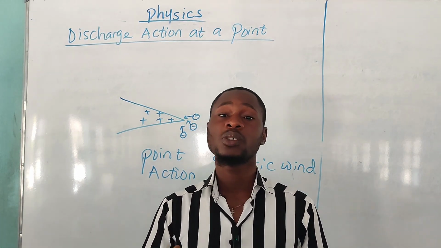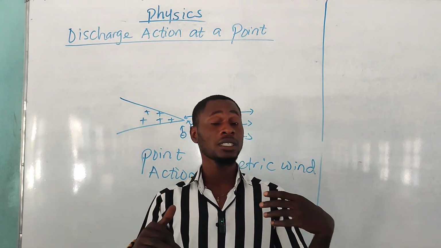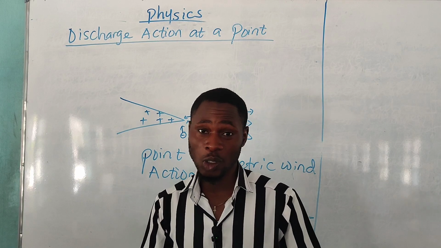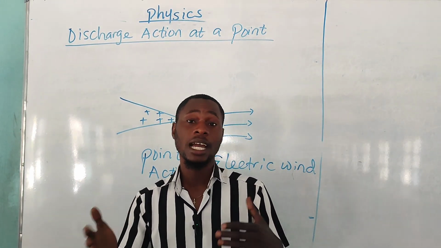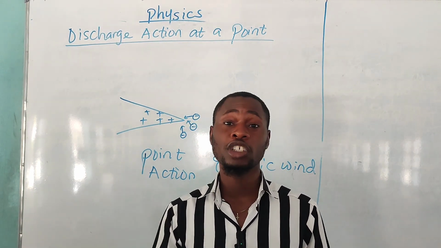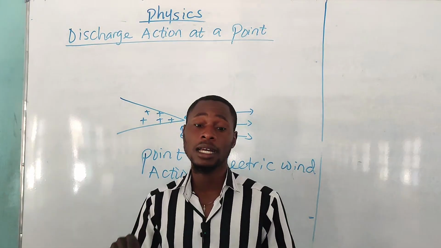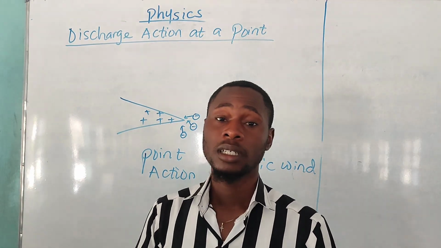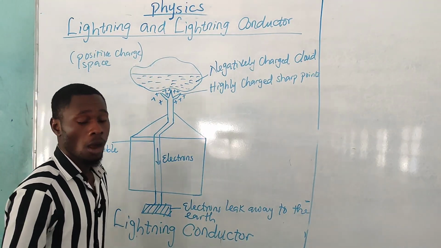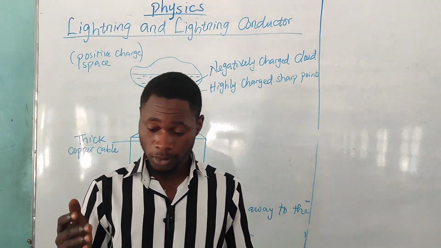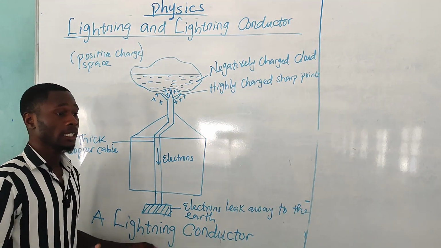And how does it work? So let's look at a diagram of the lightning conductor, and let's see how it actually works to prevent our buildings and our structures from the destruction of the energy that is released during the electrical discharge. All right, so this is the lightning conductor.